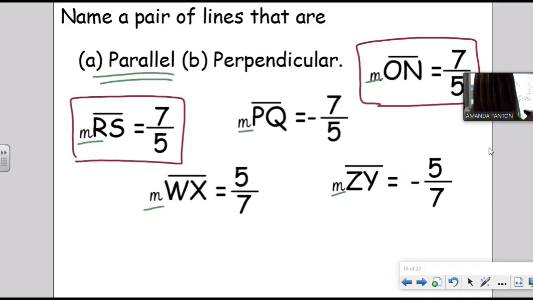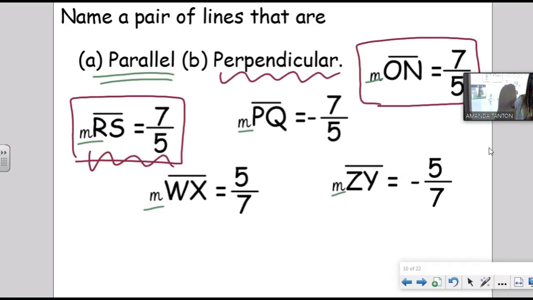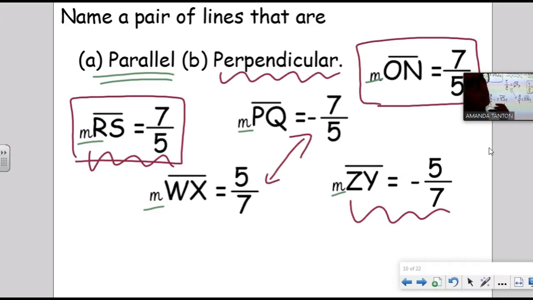All right, let's find some that are perpendicular. So if I take my original one that I started with, the slope of RS is 7/5. What would be perpendicular? Opposite reciprocal. So RS would be perpendicular to ZY. Let's see, these two, negative 7/5 and 5/7, that's another example of perpendicular. There's a couple more examples, but like these two.